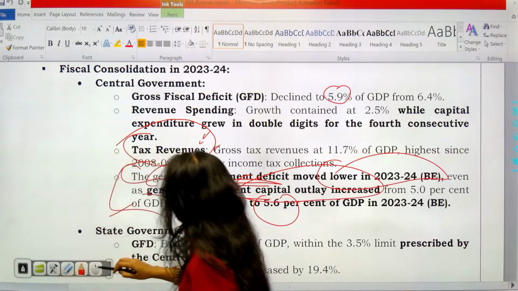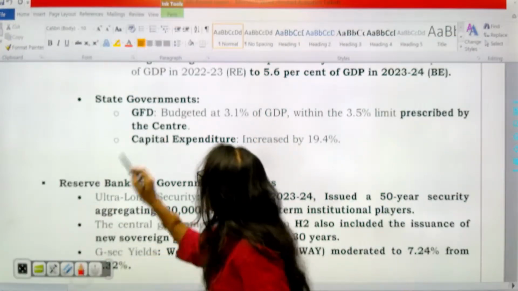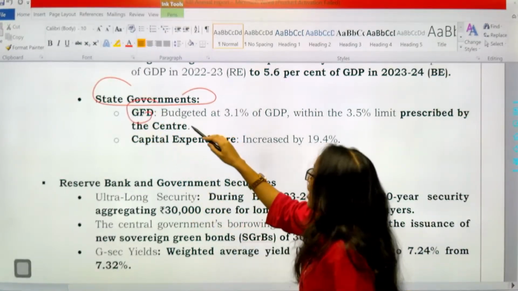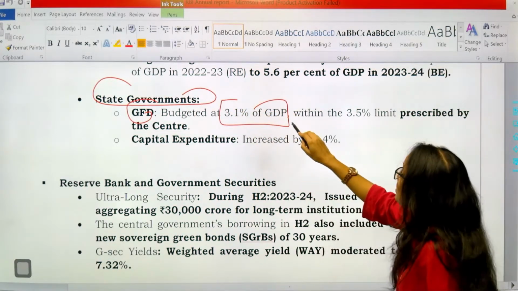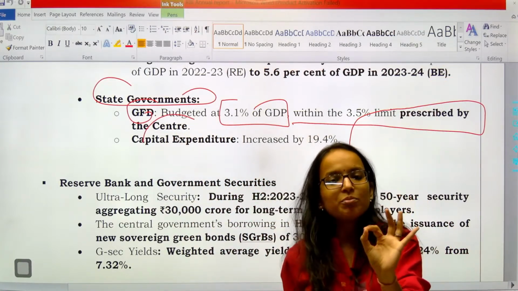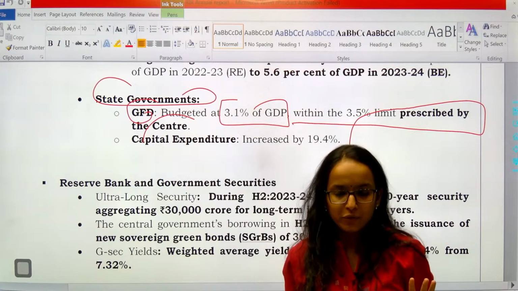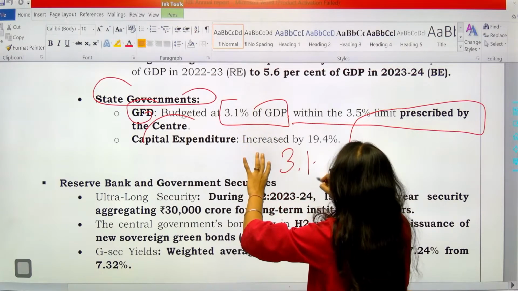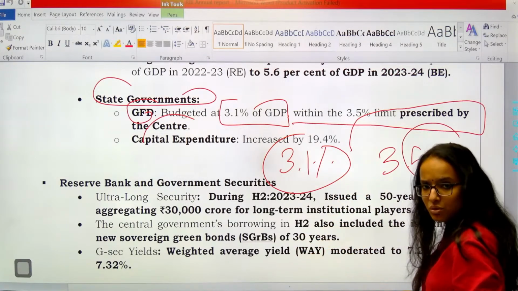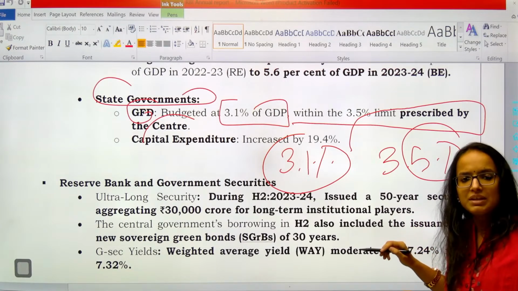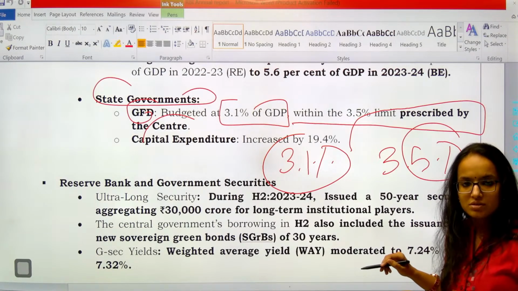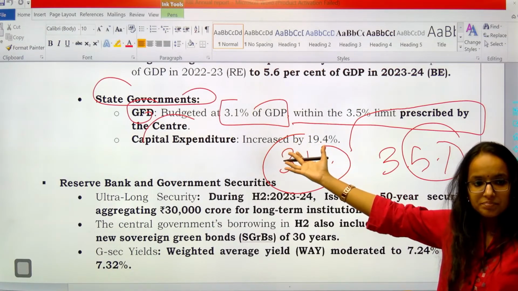Then we should also quickly talk about the state government situation. The state governments' gross fiscal deficit has been budgeted at 3.1% of GDP, which is very much within the limit prescribed by the center or by the FRBM Act. So state governments are performing well on the fiscal deficit part. Given that, you can extend it to 3.5% as per the escape clause, as I told you. 0.5 can be extended during natural calamity, climate change, agricultural crop destruction, war, disaster, all these situations. So effectively they are within the limits, isn't it?